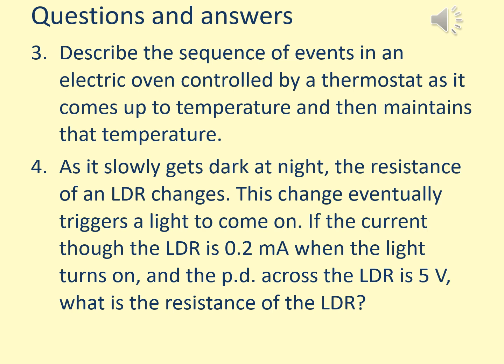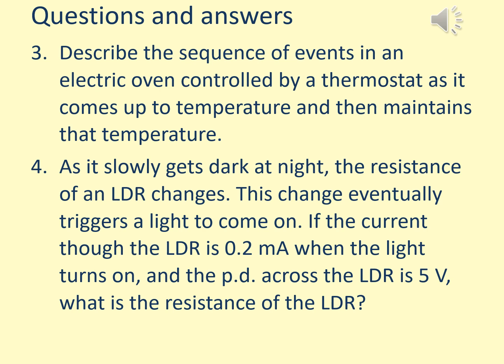So thinking about what we've just talked about, these are the two more questions to add to the ones that you've already done. See if you can describe the sequence of events in an electric oven controlled by a thermostat as it comes up to temperature and then maintains its temperature. So how would that be working?